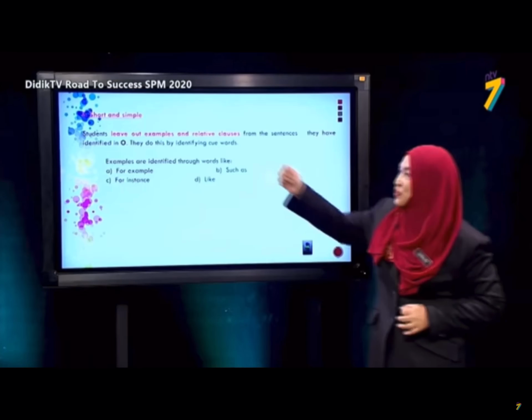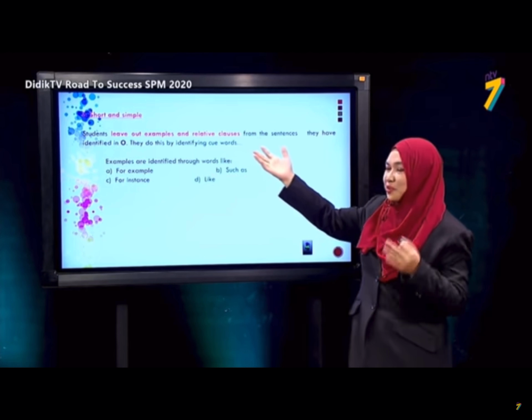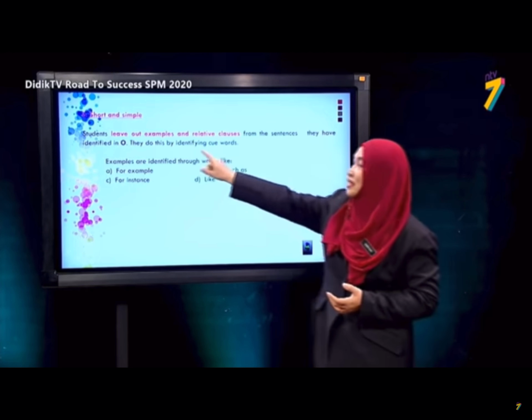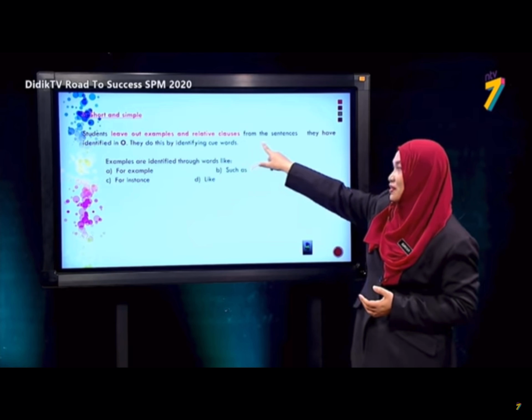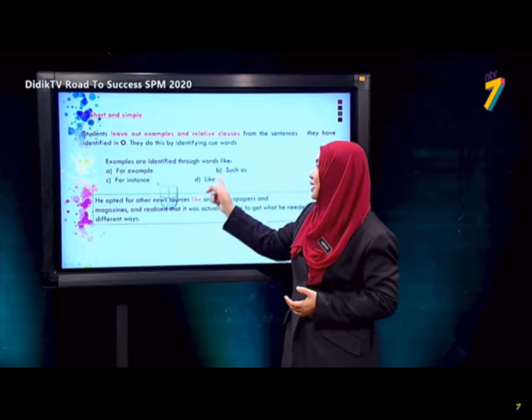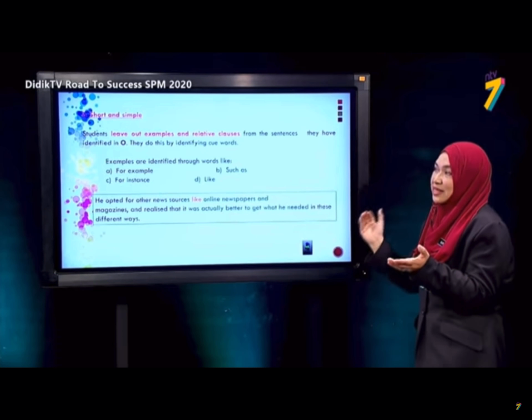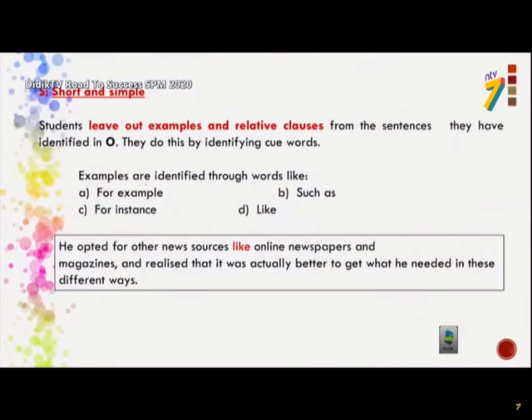So we have B, we have O, now we are at S. Okay, S is short and simple. Remember how do you make your sentence short and simple? You take out your examples and relative clauses. So when you see these words, they are signals that the sentence is an example. So you will cancel that one out. Alright. Okay, so like this one.